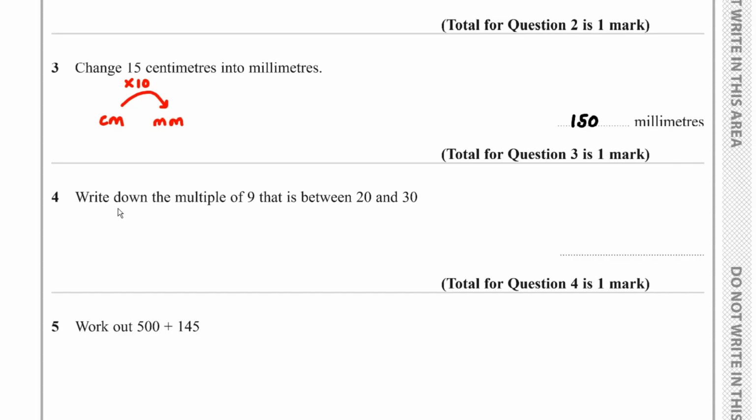Question number 4. Write down the multiple of 9 that is in between 20 and 30. Let's write down the multiples of 9. We have 9, 18, 27, 36, etc. The multiple of 9 that is in between 20 and 30 is 27.